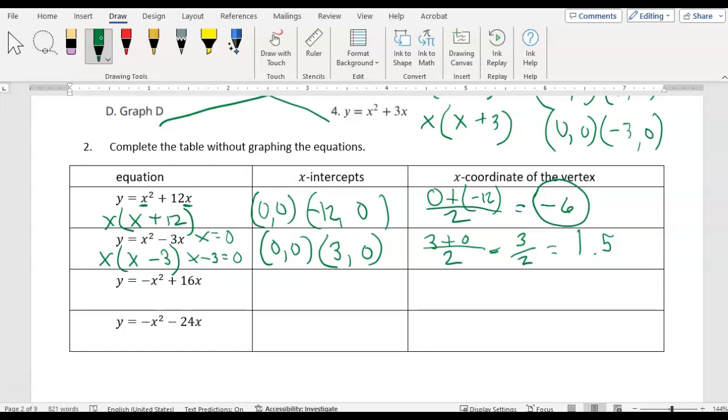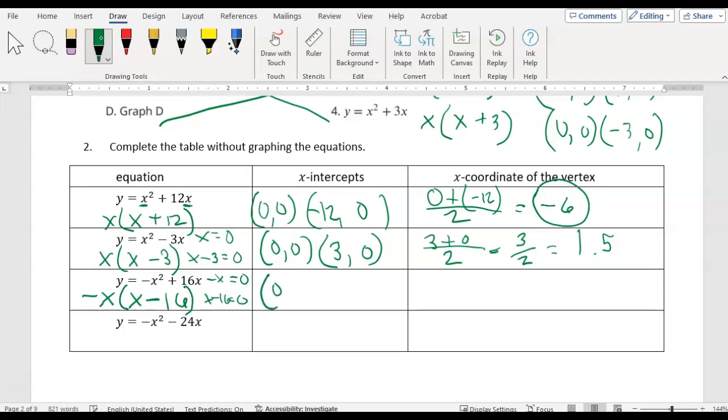Okay, now here, this is a little bit trickier because we have a negative in front of here. So what we're going to do is factor out the negative x. So we'll factor out negative x times x. Now, to get a positive 16, I have to multiply it by a negative. So this is negative x times x minus 16. Again, set each one of those to 0.